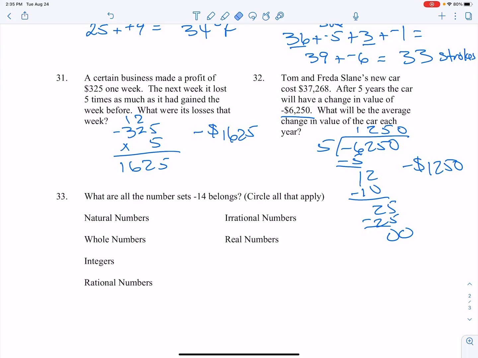Well, negative 14 is not a natural number, not whole. It is an integer. It's not going to be irrational. And if it's any of those, it's also going to be real. Remember, irrational numbers are those that when you type it into the calculator, it goes on forever but doesn't ever repeat. So those are the answers to the test review.